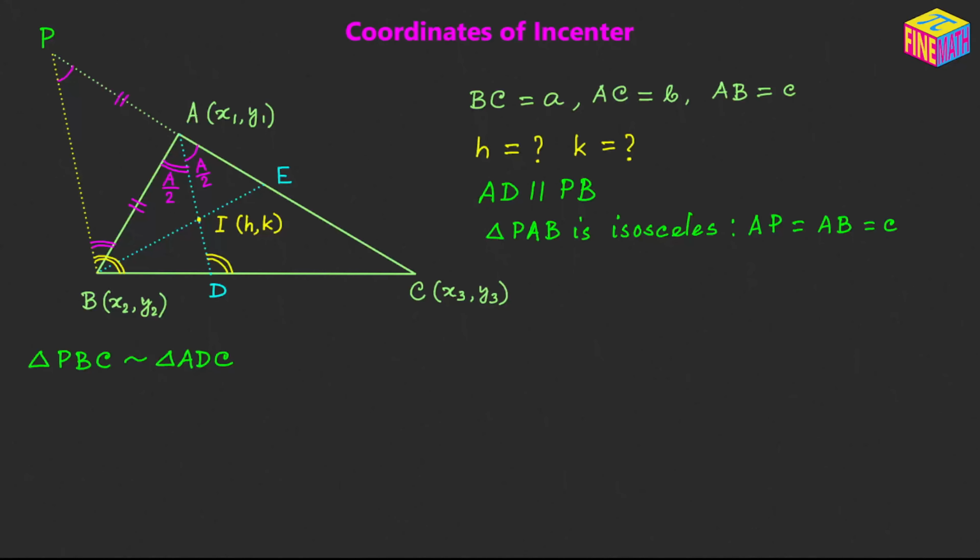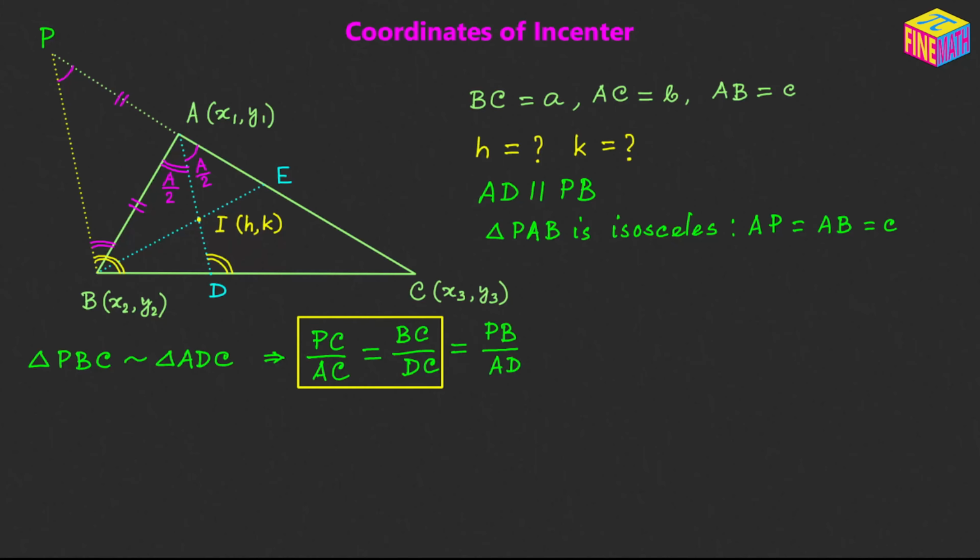And now if we look at the two triangles, triangle PBC and triangle ADC, they will be similar triangles. Why? Because their corresponding angles are of equal size. For example, angle CAD is equal to angle CPB, and also angle CDA is equal to angle CBP. And of course, the angle C is a common angle between the two triangles. So these two triangles are similar triangles. And we know for two similar triangles, the ratios of the corresponding sides are equal. So we can say PC over AC equals BC over DC equals PB over AD.